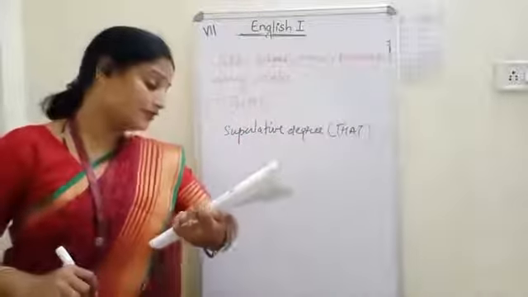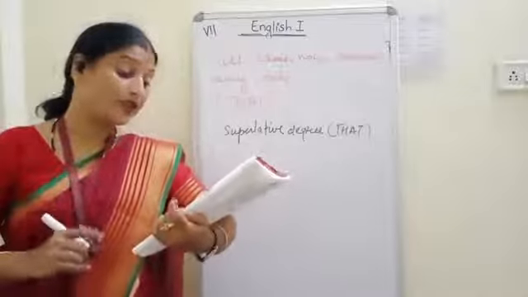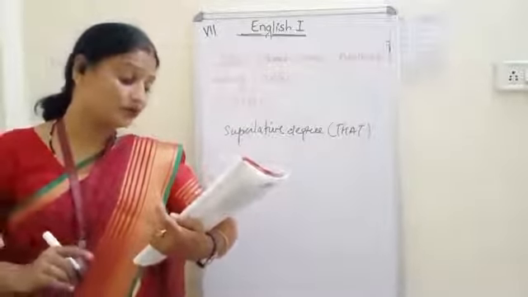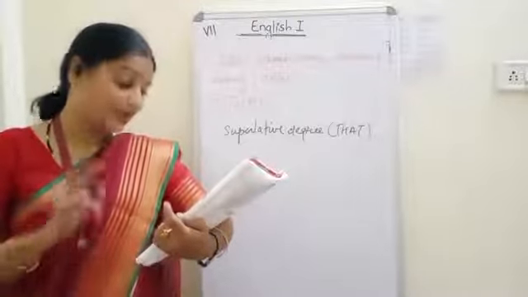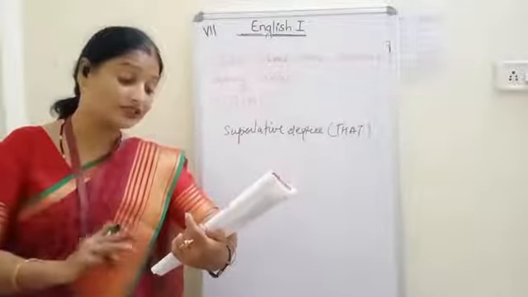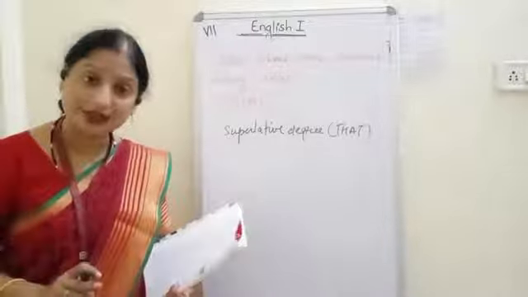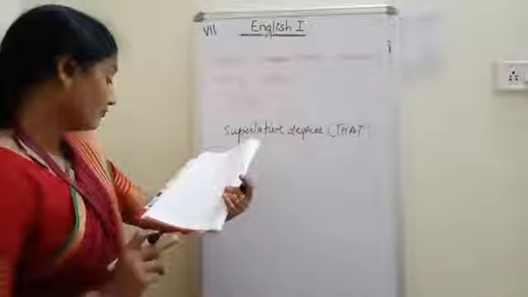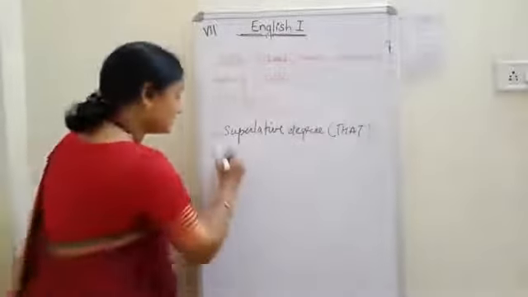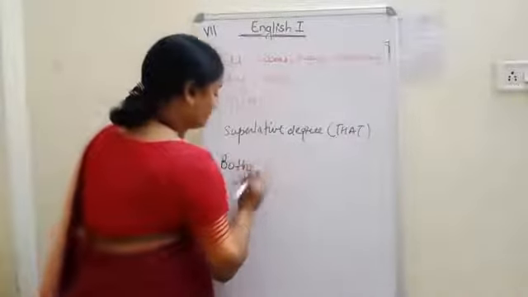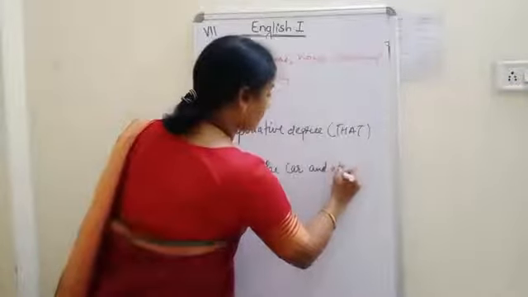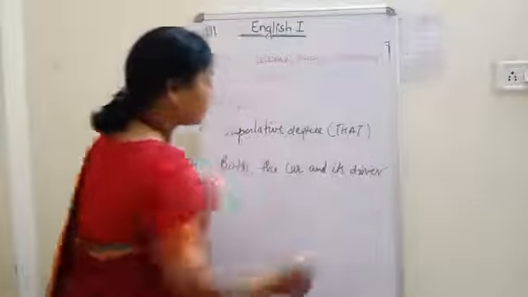Next, if in a sentence we have two nouns, one denoting a person and other a thing, we would naturally prefer to use that. Clear? If in a sentence we have two nouns and one noun is denoting the person and other noun is denoting the thing, then we can use that. For example, both the car and its driver.